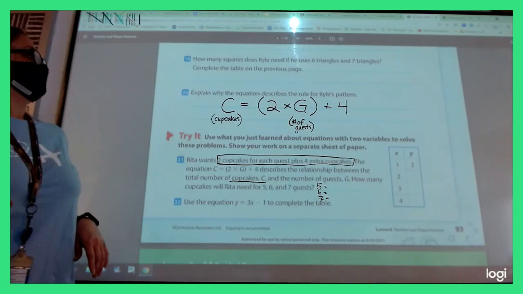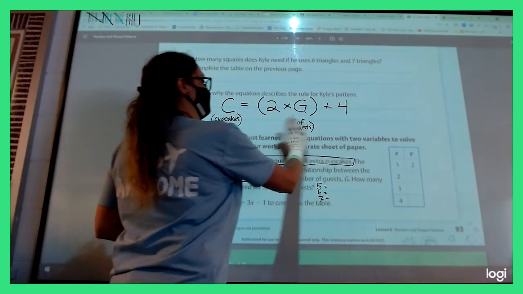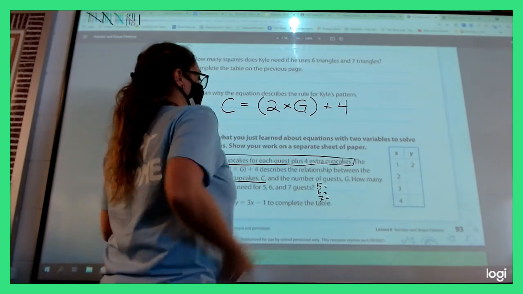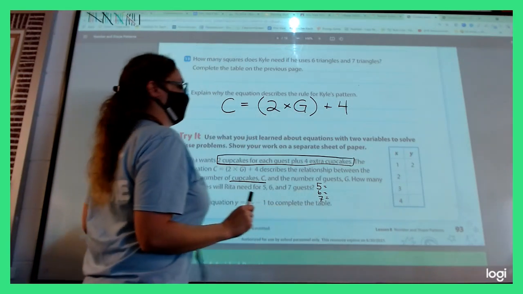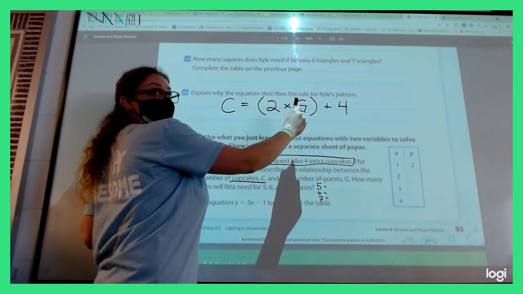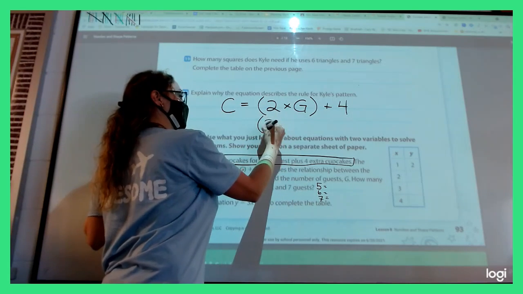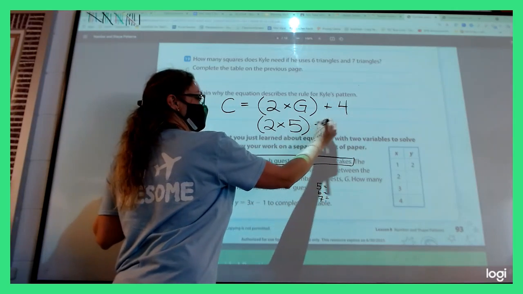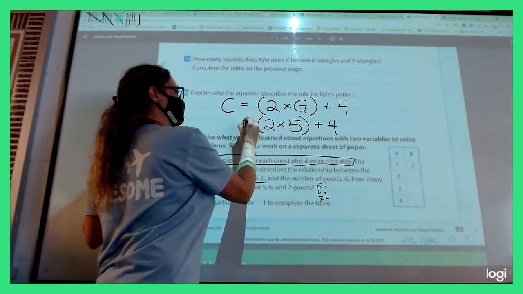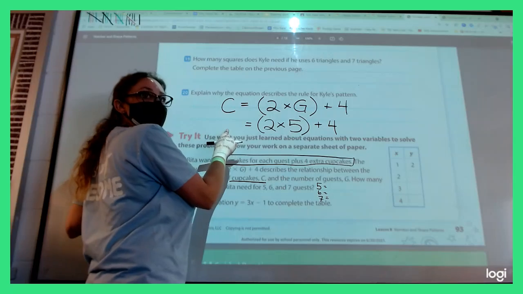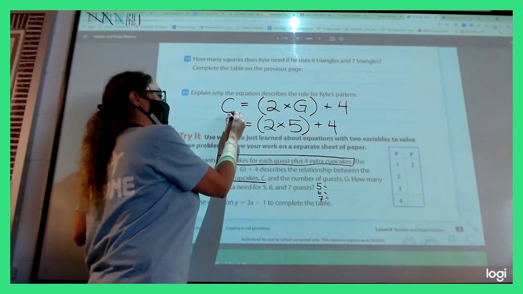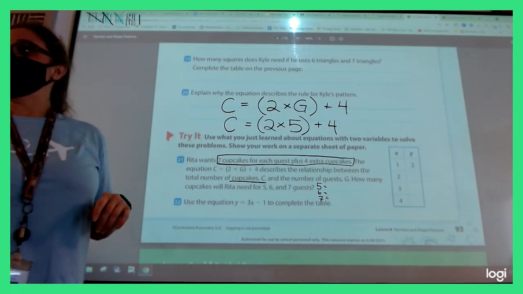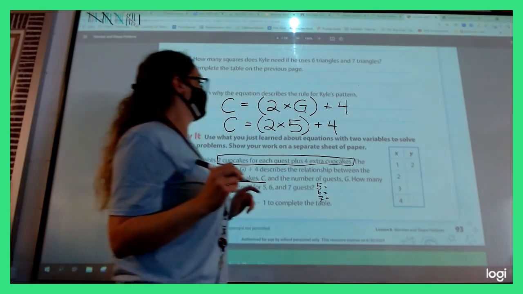All right. So I am going to erase this stuff at the bottom so I can show you how to refill this in. When I'm going to solve for 5 guests, I know my G is a 5. So that's my first step. I'm going to change my G into a 5. This doesn't change. Do I know my total number of cupcakes, or is that what I'm solving? That's what I'm solving. So I leave that a C. So now I solve my problem and I know how many cupcakes I need for 5 guests.